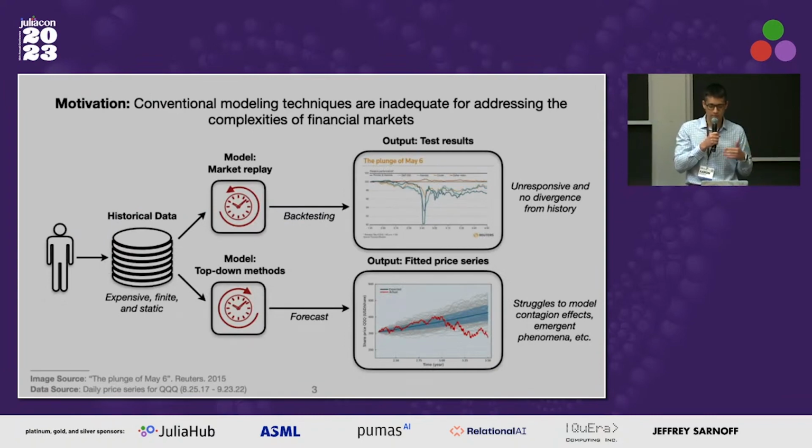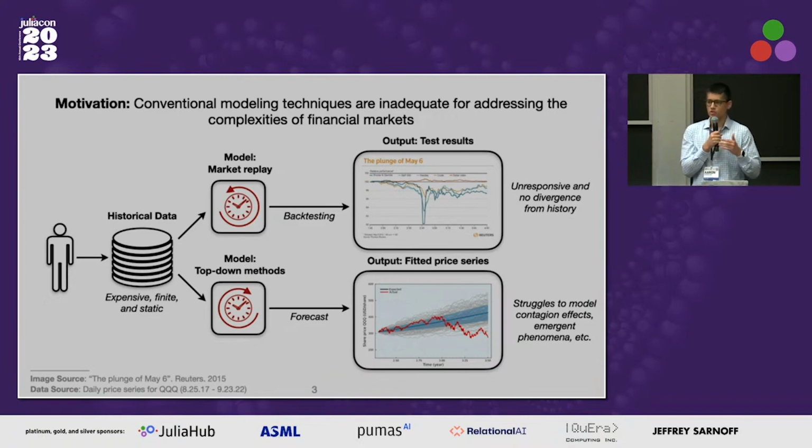So typically when people think of financial modeling, they'll think of two different approaches, like we can say market replay or these top-down forecasting methods, right? Both of these rely on historical data sets, which can be expensive, finite, and static, in the sense that it is what it is, what happened, right? With backtesting, we're going to wind back the clock, and we could send in a model just to see how it would have performed if it had been there at that point in time. And so these can be quite sophisticated and work quite well.